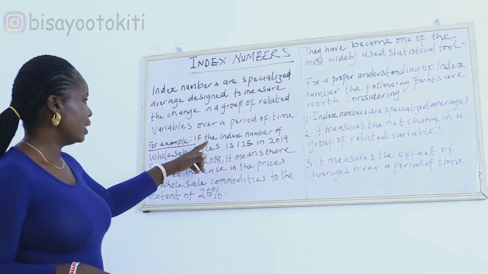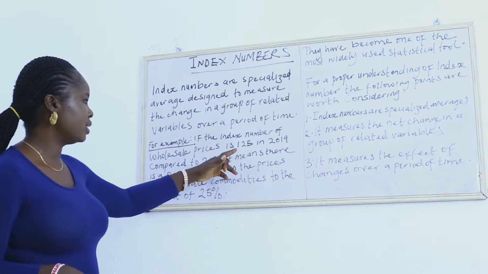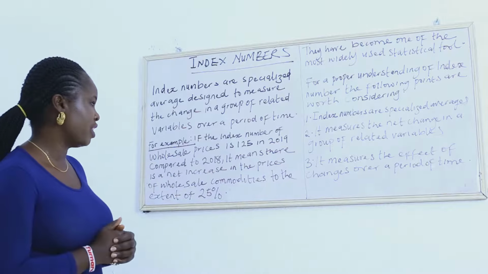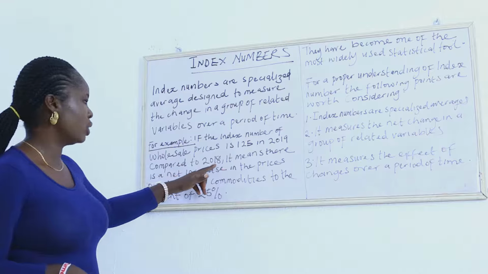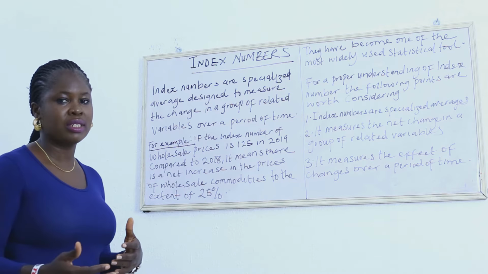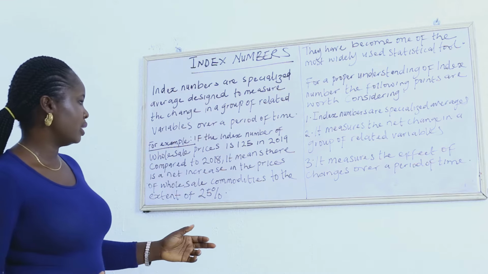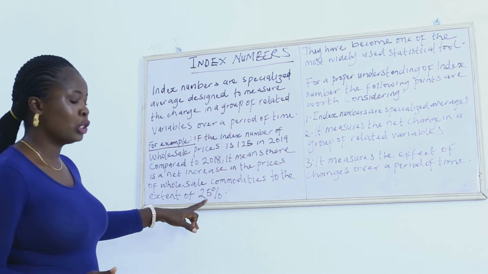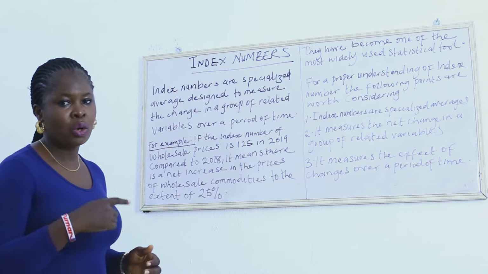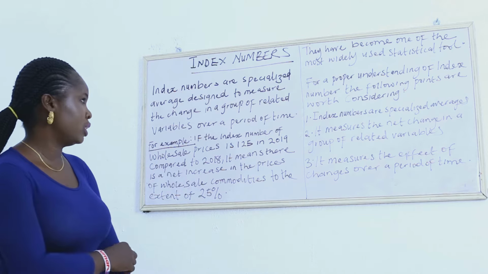Let's look at this example. We say the index number of wholesale prices in the year 2019 is 125% compared to that of 2018. If we want to see the difference between the price of 2018 and 2019, we are going to say that there is a 25% increase in the price of 2019 compared to that of 2018.